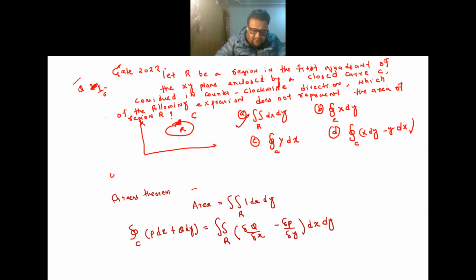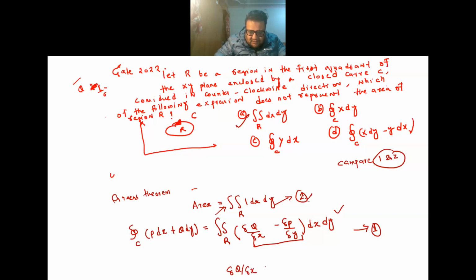Now, what we have is equation 1 and we want this equation 2, right? So compare equation 1 and 2. What do we notice? That means dou Q by dou x minus dou P by dou y should be equal to what? Definitely 1, right? Then only we will get dx into dy. Now this is 1 into dx into dy. That's why this first value should be correct. So this is only possible.